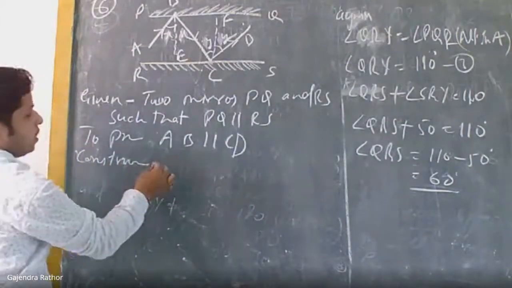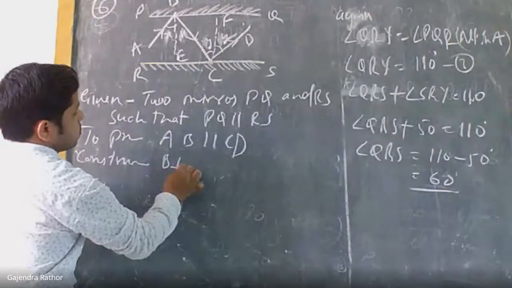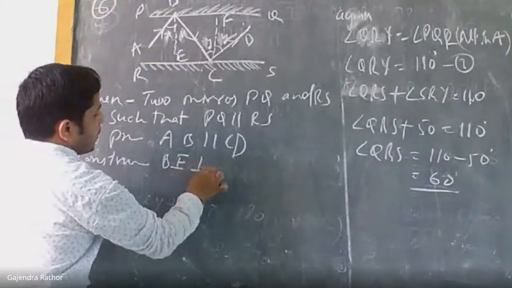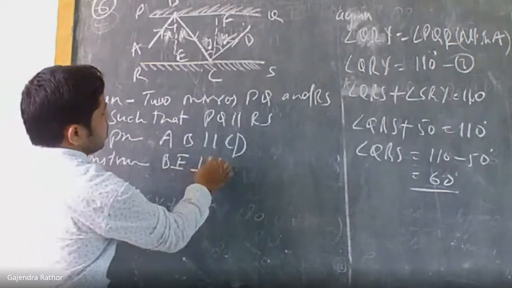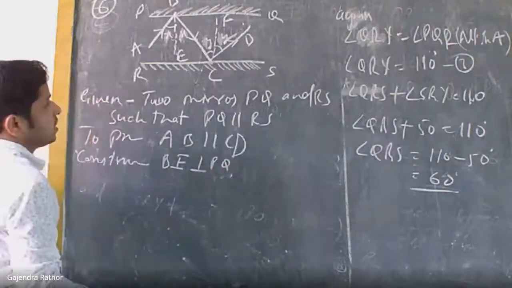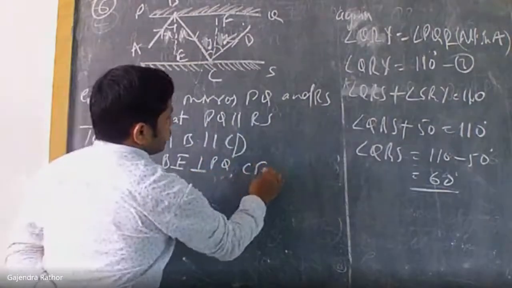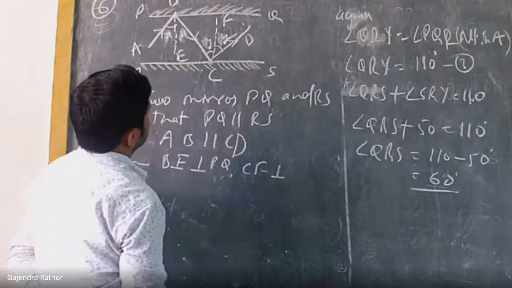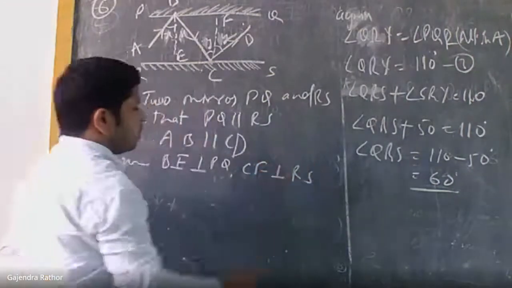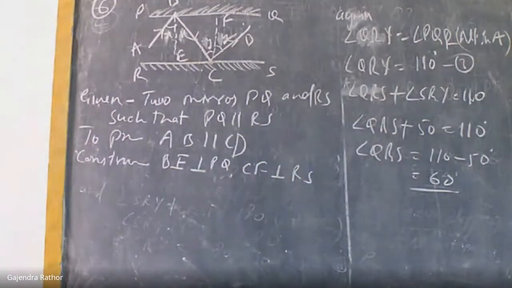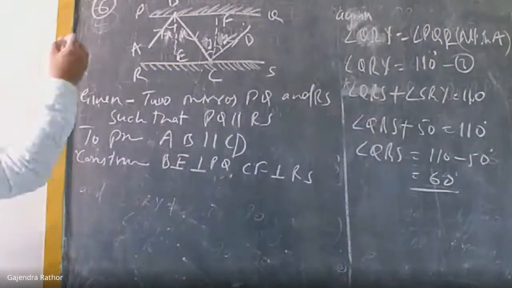Next, construction. For the two constructions, BE perpendicular to PQ and the second is CF perpendicular to RS. There are two constructions. Let's start the proof.